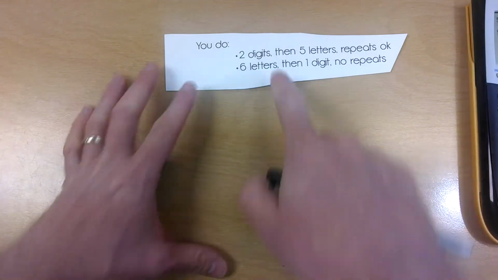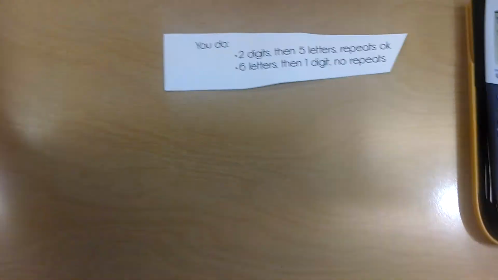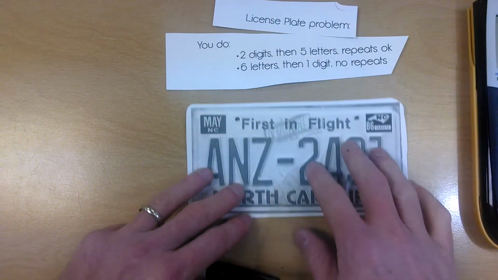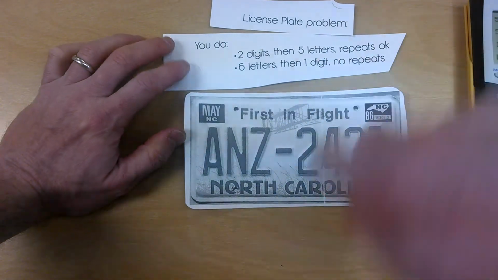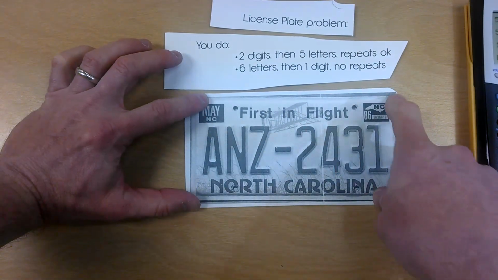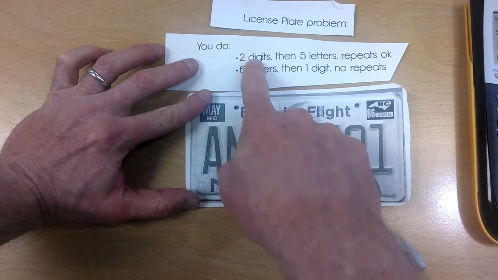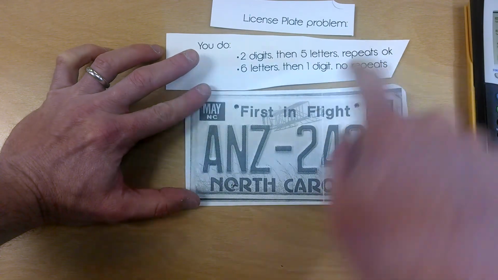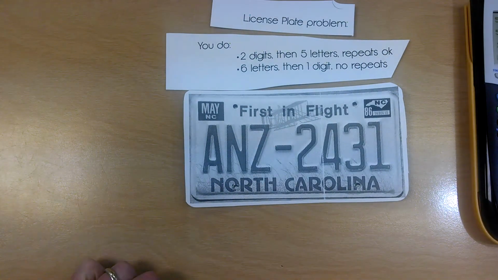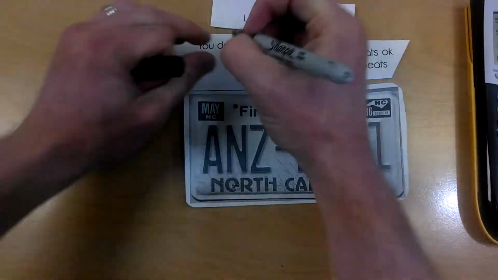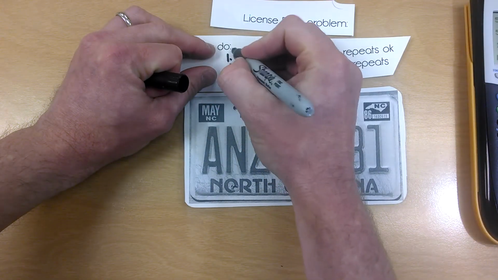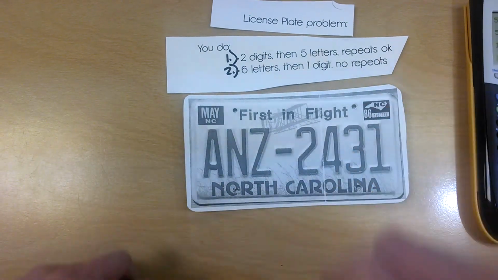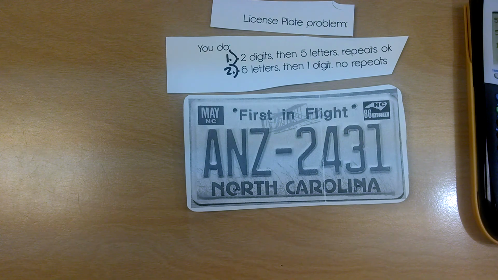So the first one, going back to our license plate problems. Okay, I want you to do 2 different options. I want you to choose how many different license plate options if you had to choose 2 digits and then 5 letters. Okay, and you can repeat any number of digits or letters. Okay, and then the second one, let's number these 1 and 2. Second one, you want to choose 6 letters and then 1 digit at the end with no repeats of letters or digits.